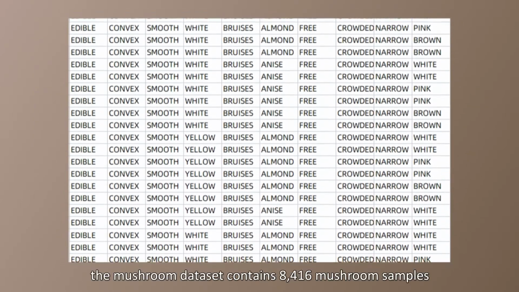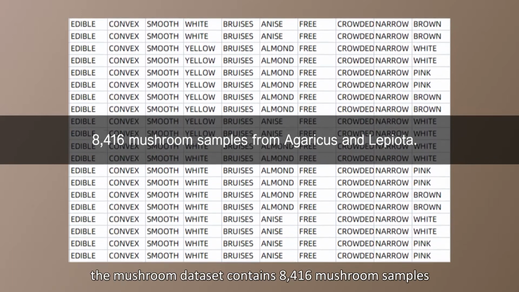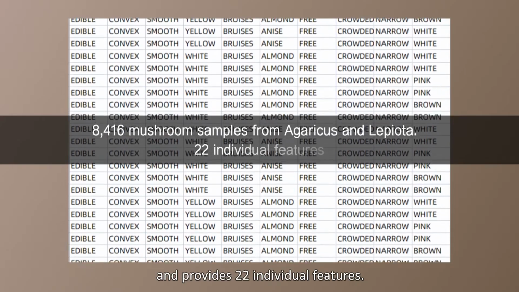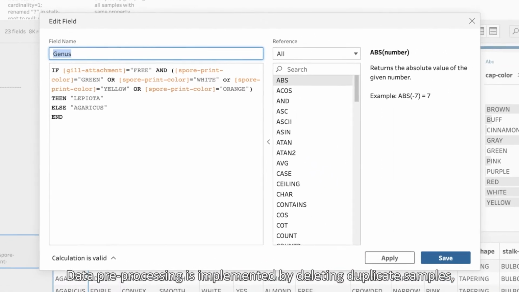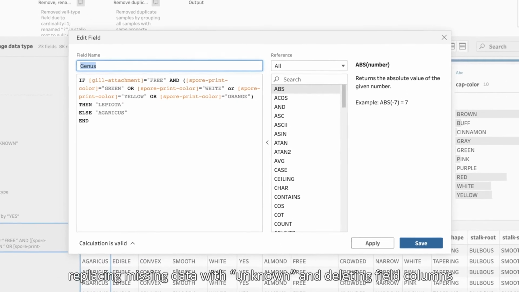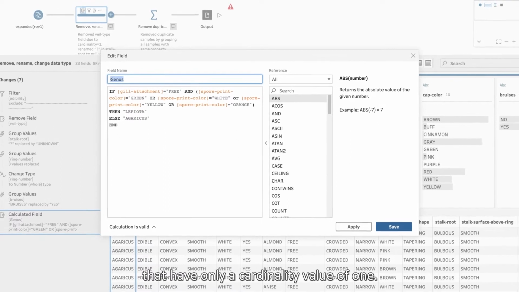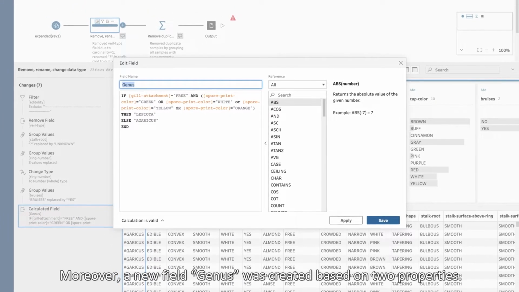In our study, the mushroom dataset contains 8,416 mushroom samples from the two genera, Agaricus and Lepiota, and provides 22 individual features. Data pre-processing is implemented by deleting duplicate samples, replacing missing data with unknown, and deleting field columns that have only a cardinality value of 1. Moreover, a new field, genus, was created based on two properties.